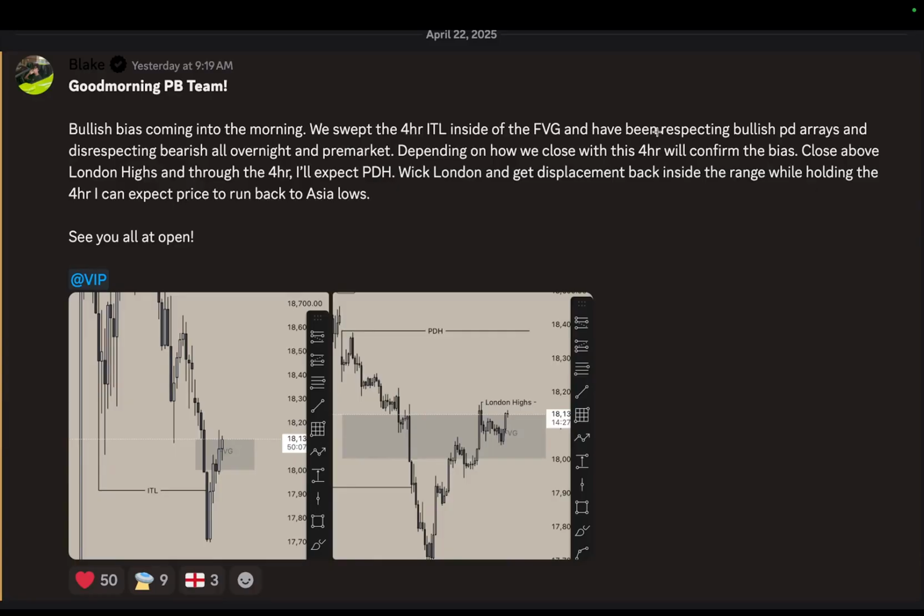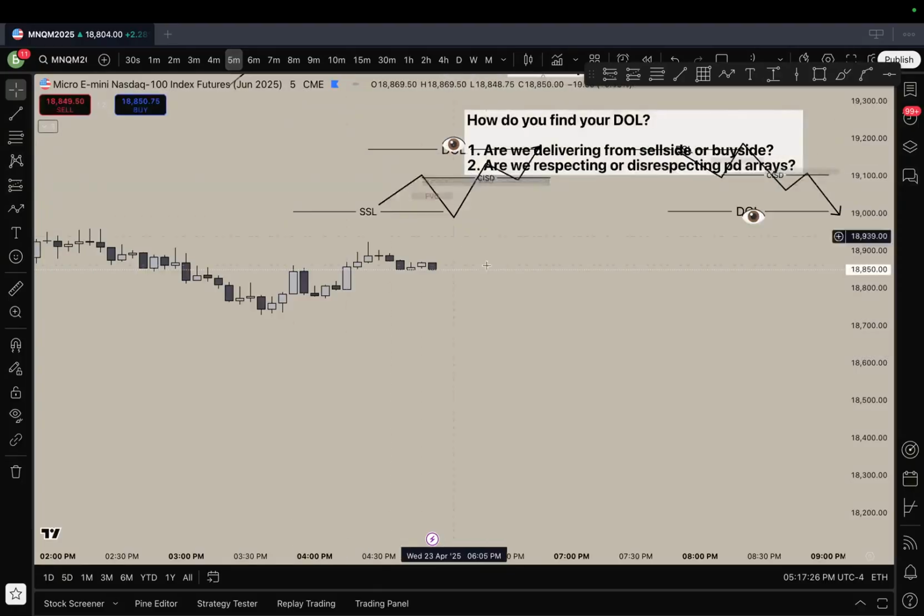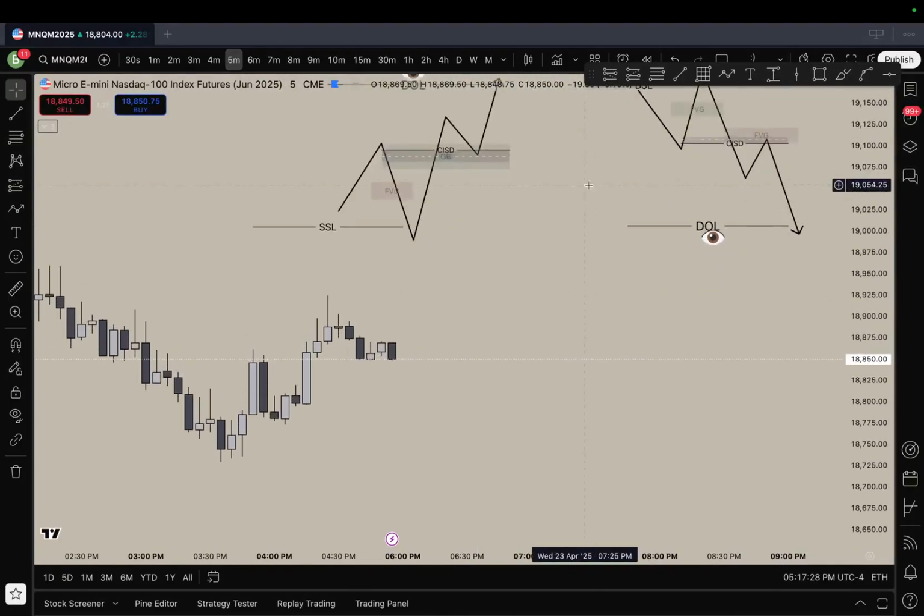So if we close above London highs and through the 4-hour, I'm expecting previous day high. We also had this unfilled daily, right? So just overall higher prices. Now, why is the market moving? Okay, so the first question, again, I'm asking myself here is, why is the market moving, right?